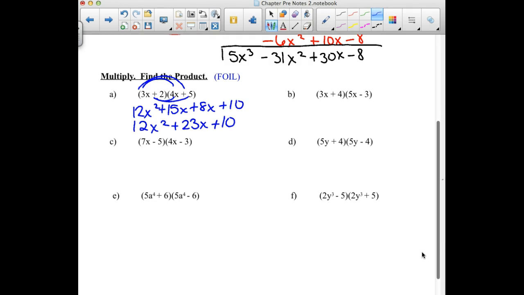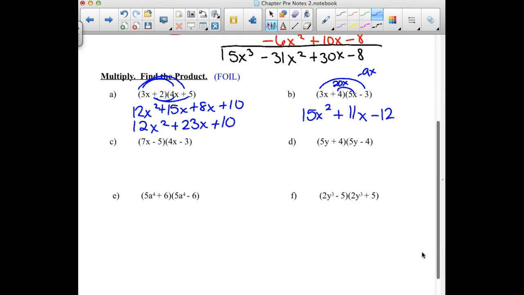All right, checking. First term, we should have 15x squared. Outsides give us negative 9x. Insides give us 20x. When we combine those like terms, we end up with 11x. And then our last term, 4 times negative 3, should be negative 12.